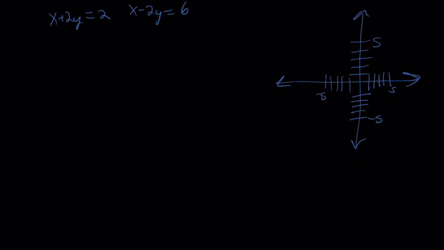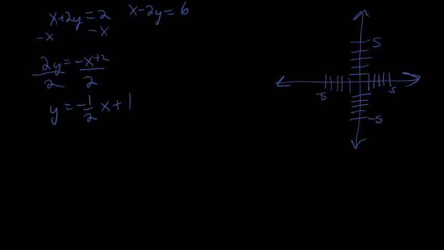I want to go ahead and graph these two lines on the same coordinate plane. In order to do that, I need to get both of these equations into slope-intercept form so that I know how to graph them. So with the equation on the left, I'm going to take away x from both sides. So I get 2y equals negative x plus 2. I divide both sides by 2 to get y all by itself. So I have y equals negative 1/2 x plus 1.